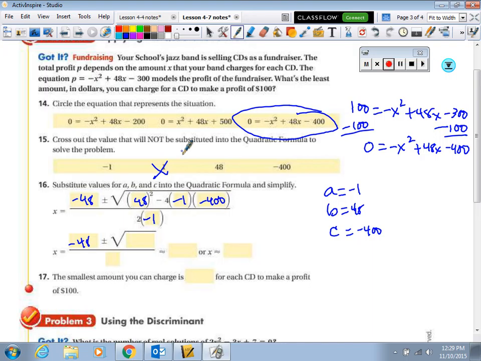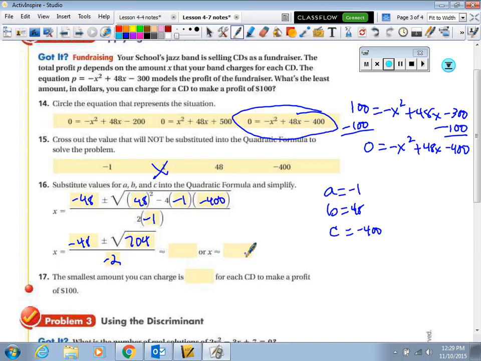So minus 4 times 400. So I get 704. Hopefully you're doing the math along with me so you can tell me if this works. And then you just get your two answers. So what you're going to do is negative 48 plus the square root of 704, and you're going to divide that by negative 2.